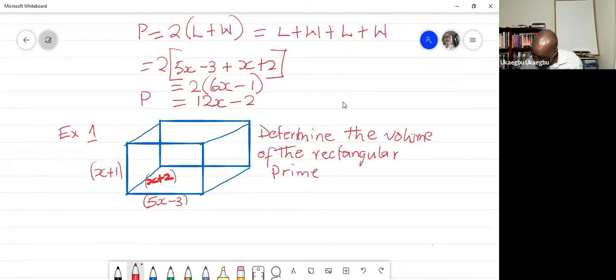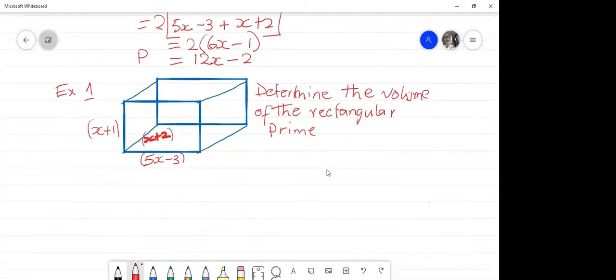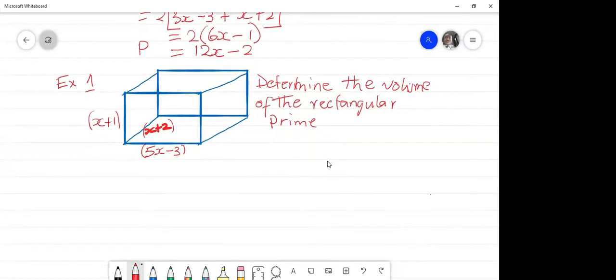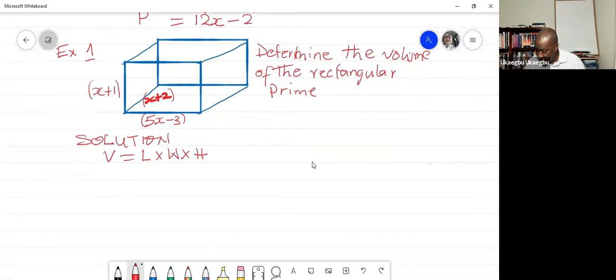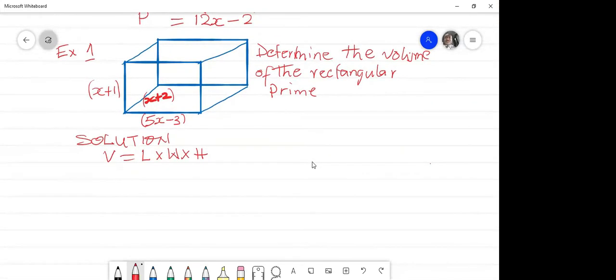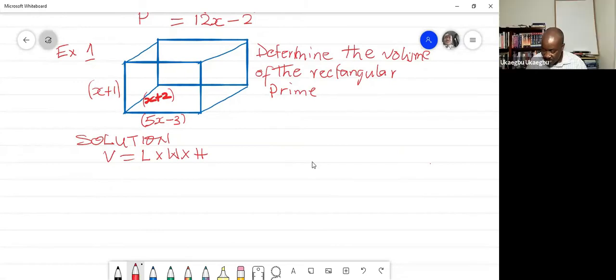So first of all, what's the formula that you need? Volume equals length times width times height. Okay, thank you. Somebody gave us a formula, and let's say our solution, we start with volume is equal to length times width times height. So everybody agrees with that? Yes. Okay, so what's next? Plug in the values.